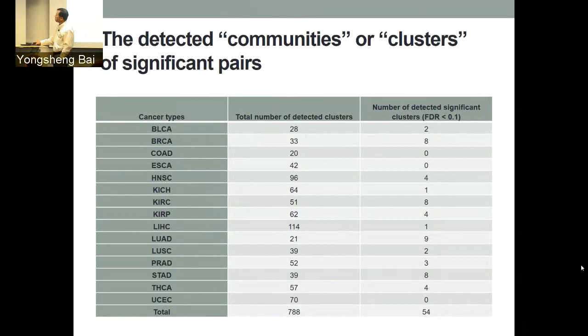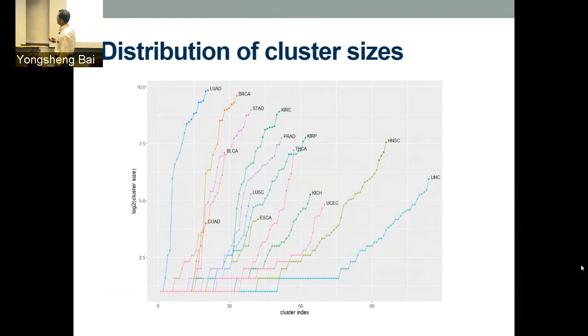Okay, this is another observation about the cluster size. When the Louvain algorithm detects clusters, some are big, some are small, and we arrange them in increasing order of the number of clusters detected, with cluster size on the vertical axis. Specifically, there are the fewest clusters for the LUAD and BRCA cancers, which are two big cancer datasets in the TCGA portal. LIHC actually has the most clusters, but the cluster size is not as big as LUAD and BRCA. We do have one big cluster for LIHC, which we used for further study.